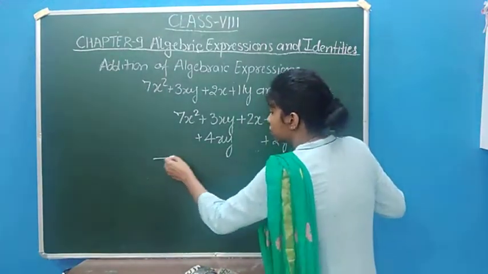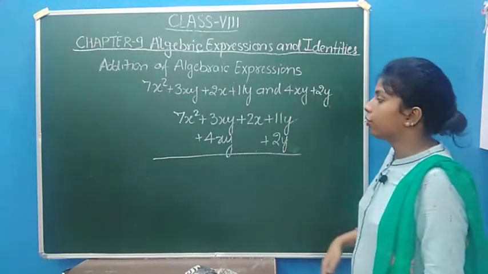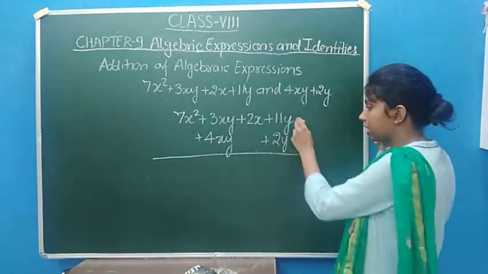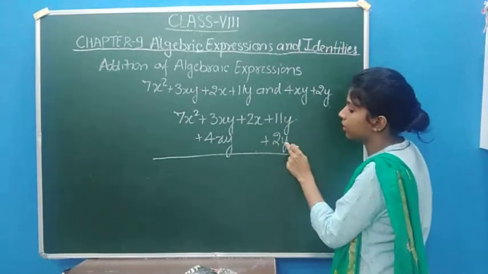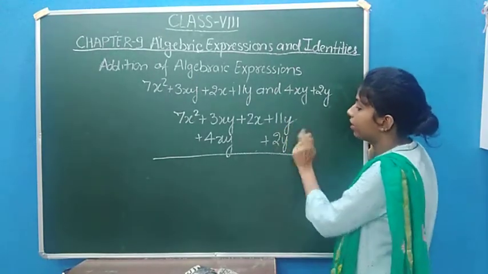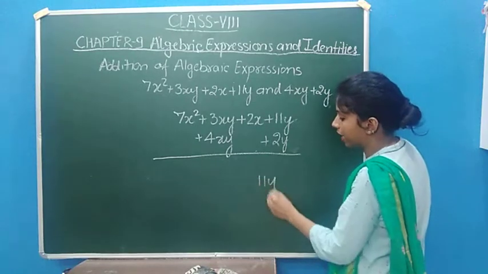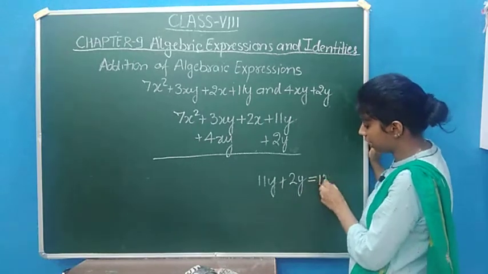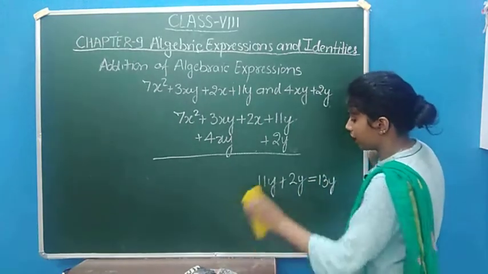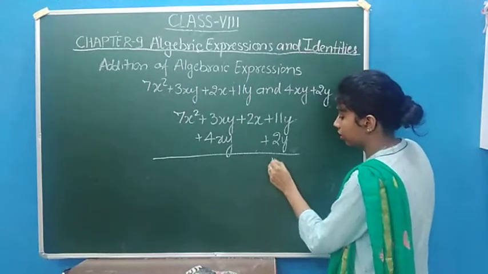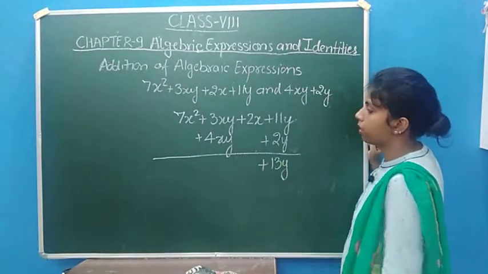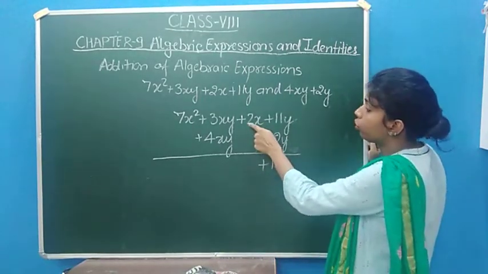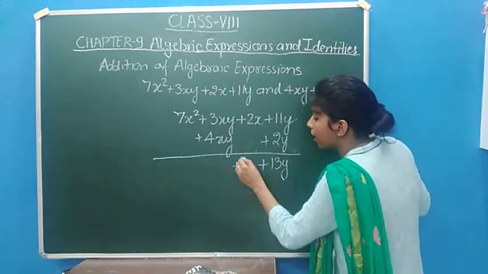So let's add it. Whenever we have to add, we are going to add one by one, like terms with each other. So these are the like terms. So 11y plus 2y, if we add 11y plus 2y, then what do we get? Of course 11 plus 2 is 13, so we get 13y. Then we have 2x plus nothing, means we have 0. So 2x plus 0 we get plus 2x.